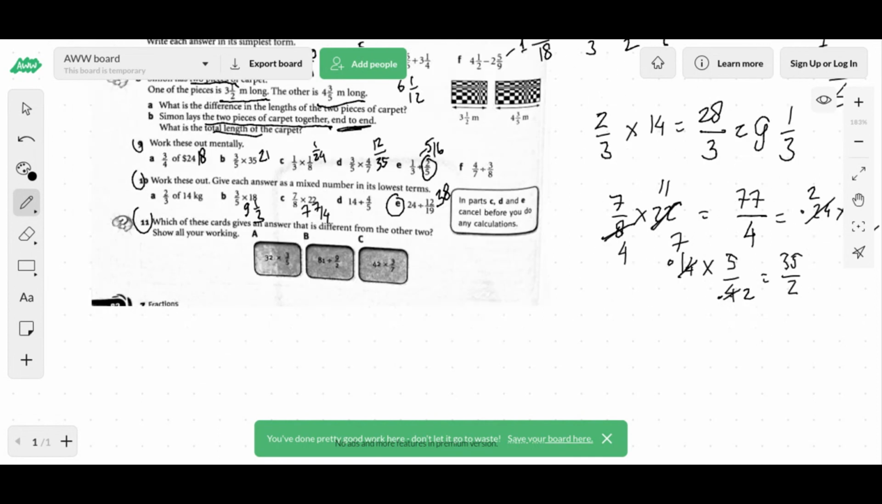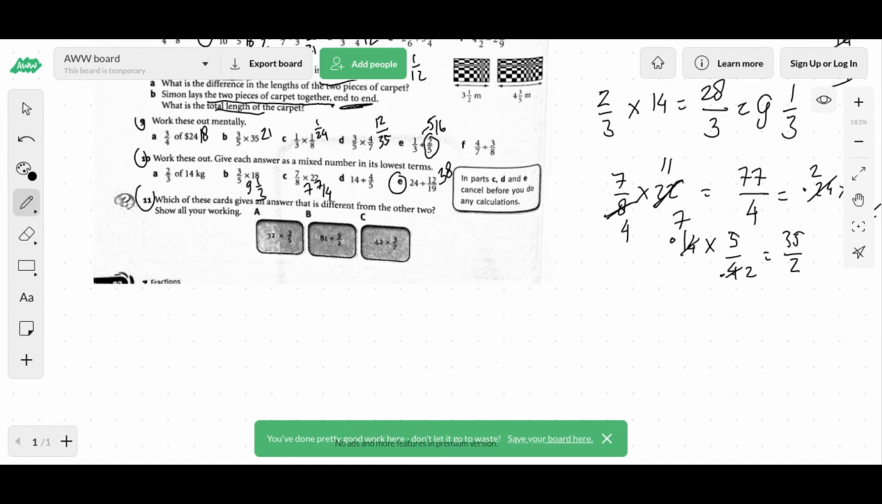So, we are almost there. One last question. I will do this very quickly. 32 times 3 over 5. And I will have 96 over 5. And the second question, it's 81 times 2 over 9. You cancel out this one and you will have 18 as your answer.